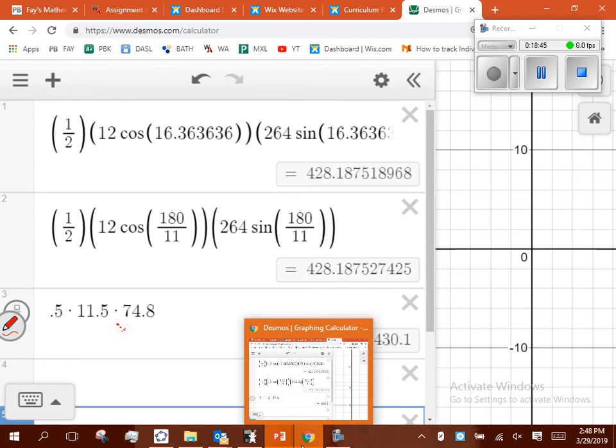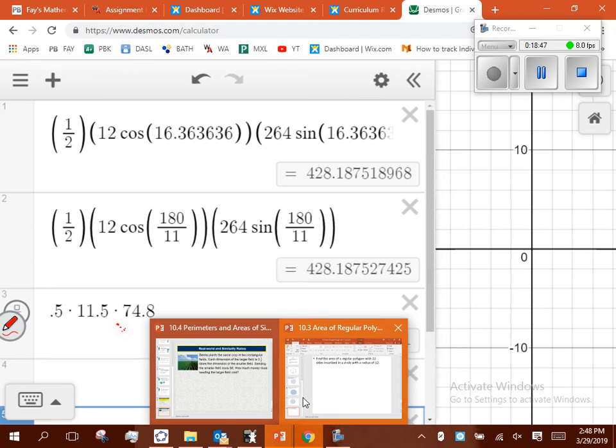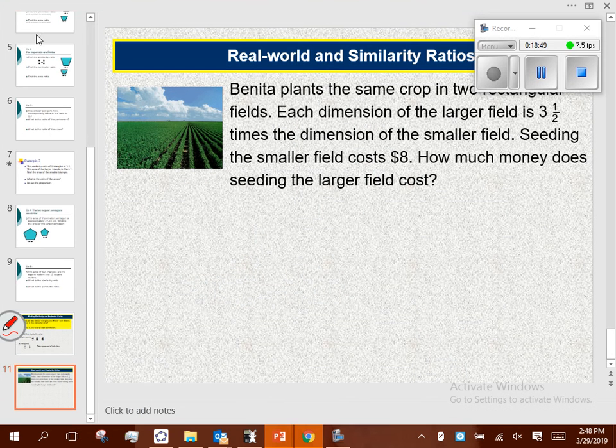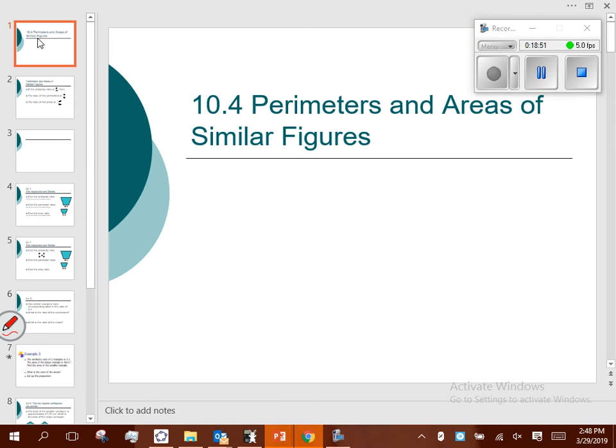I want to get into, so that example, I'll post that online if you need to go through that video again. It'll be posted here in a little bit. In the next half hour or so, guys, a little bit less than half hour, I want to talk about perimeters and areas of shapes that are similar.